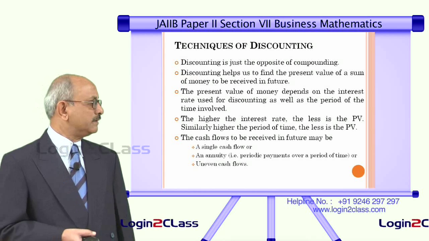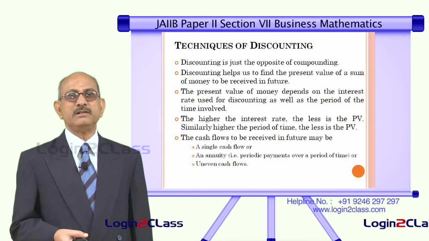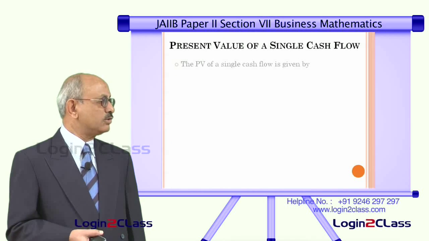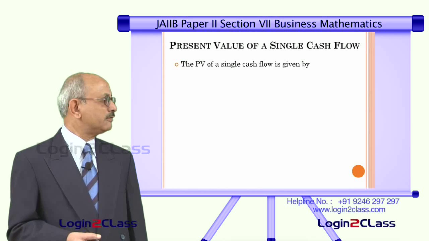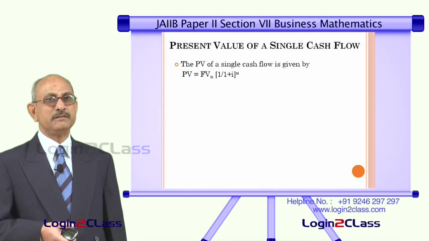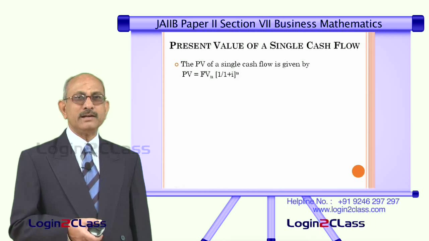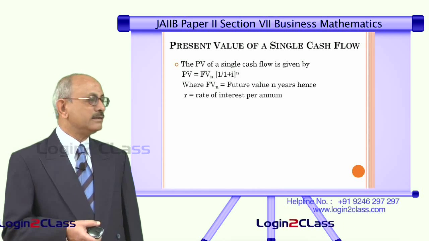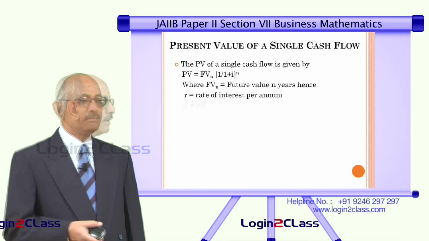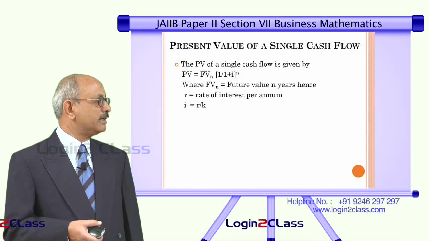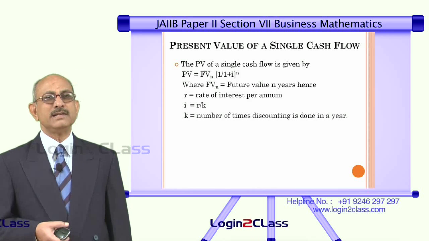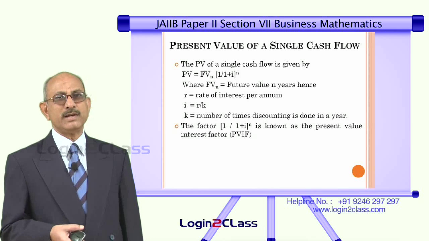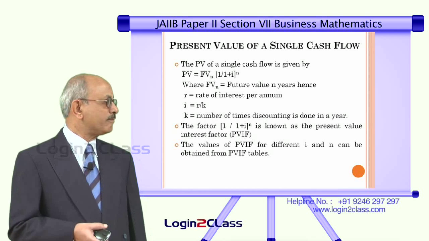So, let us start with the first situation, the calculation of the present value of a single cash flow. There is only one cash flow, and the amount is known. That cash flow is what we call the future value, the money which you are receiving in future. Let us call it FVn, that is the future value after n years or n periods, and you are given the rate of interest per annum, called R, and I is nothing but R divided by K. K is the number of times discounting is done in a year. If discounting is done only once a year, then I and R will be the same. If discounting is done twice a year, I will be R divided by 2, and so on.